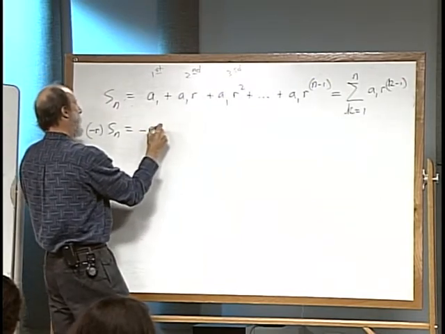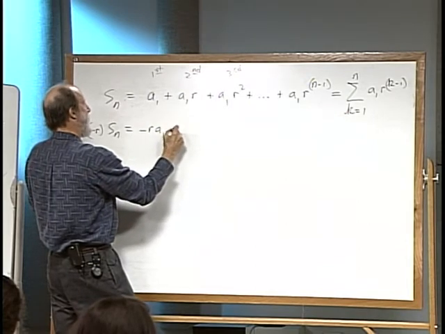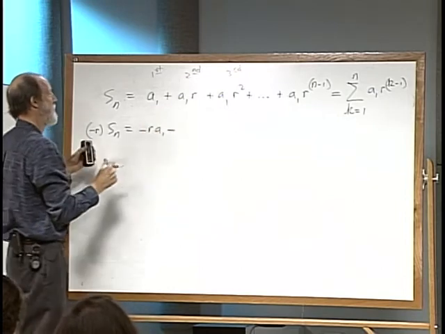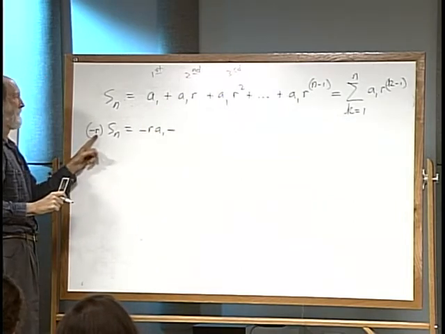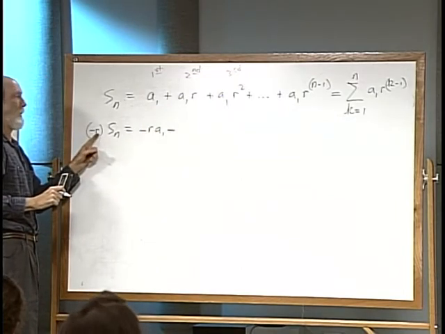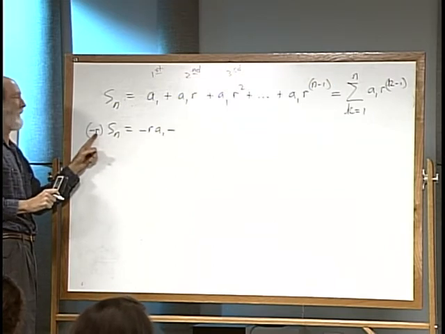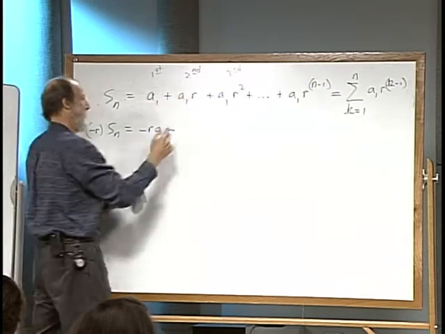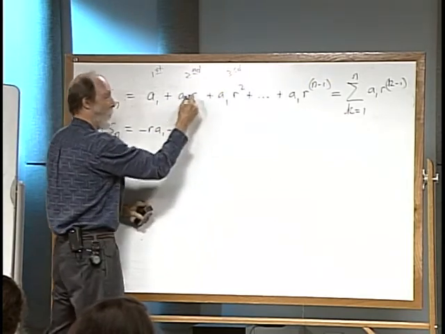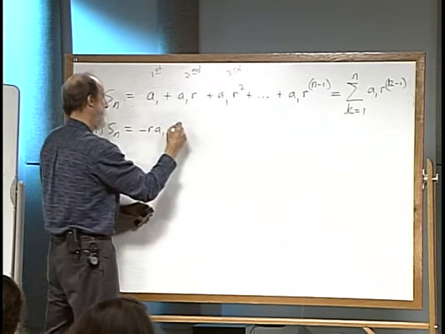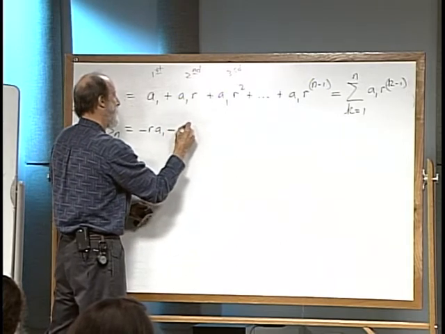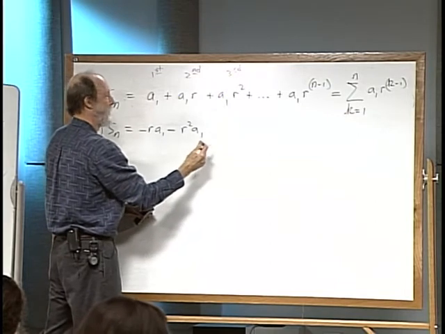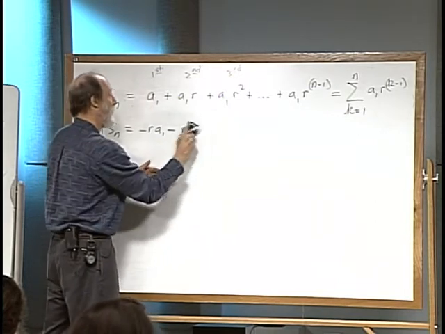So I'm going to have minus r a sub 1 minus, see it? Well, that one's going to be positive because r times r. Okay, you with me? So minus r times this is going to be minus a sub 1 times r, right? Squared. And so that's going to be a minus r squared a sub 1, right? Or a sub 1 r squared.